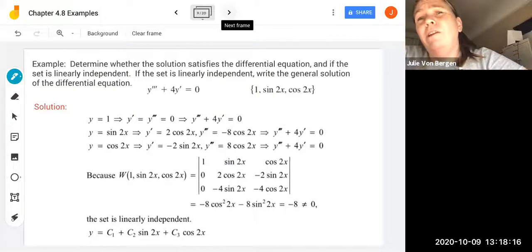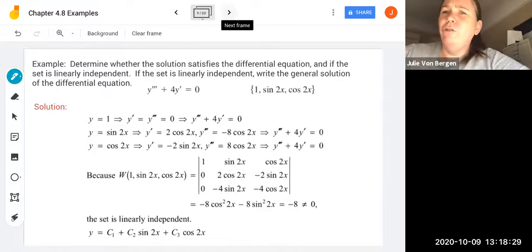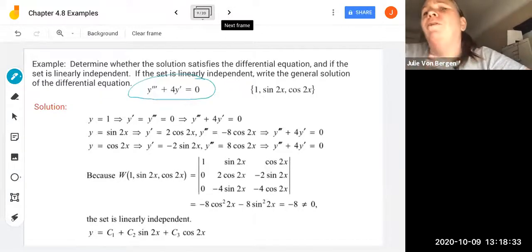So in the next example, we're going to determine whether the solution set satisfies the differential equation and if the set is linearly independent. If the set is linearly independent, then we want to write the general solution of the differential equation. Here's our differential equation: the third derivative of y plus 4 times the first derivative of y equals 0. And here's our set of functions: 1, sine of 2x, and cos 2x.